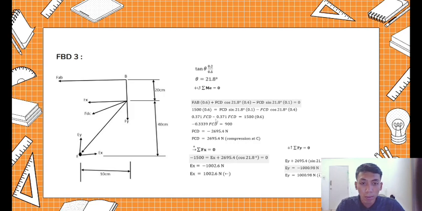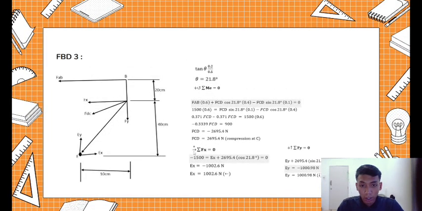0.371 FCD minus 0.1371 FCD equal to 1500 times 0.6, negative 0.3339 FCD equal to 900. So to get FCD, we take 900 divided by 0.339. The answer is FCD equal to negative 2695.4 Newton. FCD equal to 2695.4 Newton, compression at C.